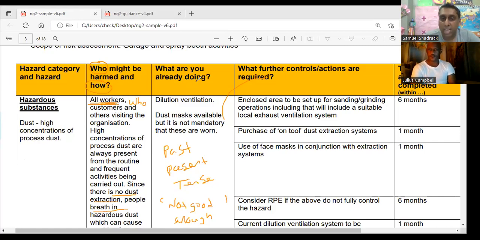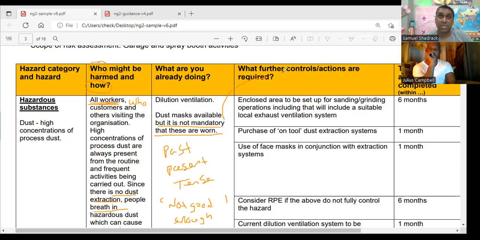But when I come to this column here, what are you doing already? I could say the workers were given an induction, but you have to say this induction may not be effective as housekeeping is poor. You kind of have to hint that what you write there is not good enough. Watch it here: dust masks available, but it's not mandatory that they are worn. You have to write this one with a sense of weakness in it.